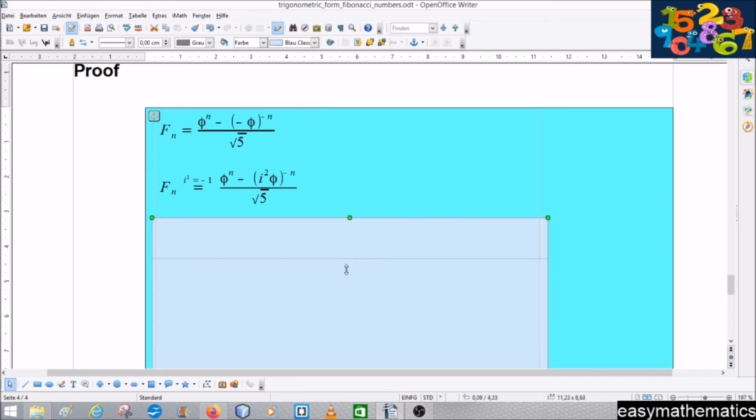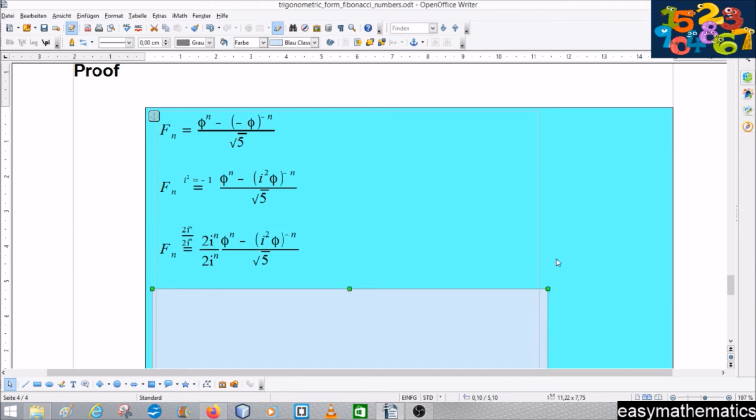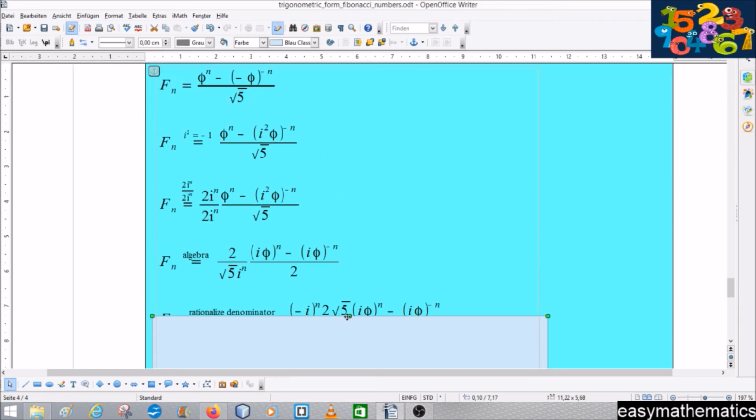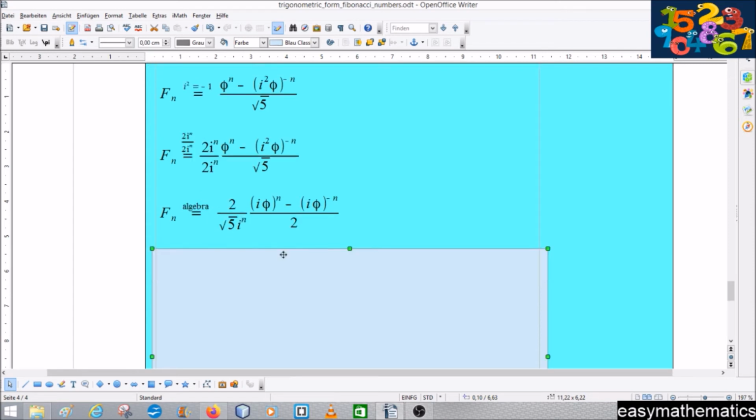The next step is to extend the denominator and numerator with the fraction 2 times i to the power n over 2 times i to the power n, so nothing changed. Then we do a little bit of algebra, and I let you check that this is correct. We get 2 over square root 5 times i to the power n times the fraction with numerator i phi to the power n minus i phi to the negative n, over 2. Now we have the same bases, and this forms what we want for the hyperbolic sine. Take pen and paper and make sure you get this form.